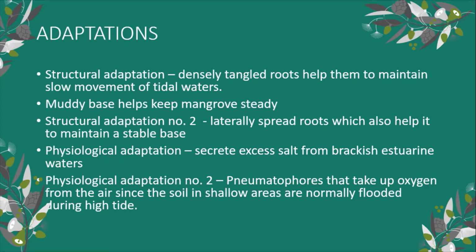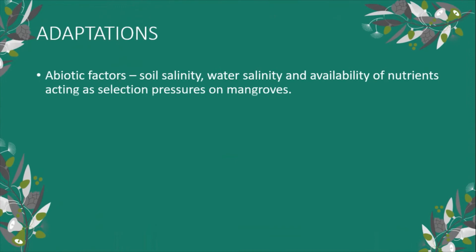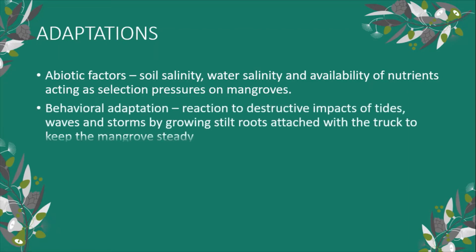This adaptation has mainly come to be due to the abiotic factors of soil salinity, water salinity, and availability of nutrients acting as selection pressures on the mangroves. In other words, the extreme salinity of the waters has caused mangroves to adapt to this environment in a way which will help boost its chances of survival. A behavioral adaptation of the mangrove is its reaction to destructive impact of tides, waves, and storms by growing stilt roots which extend from the trunk to keep it steady.